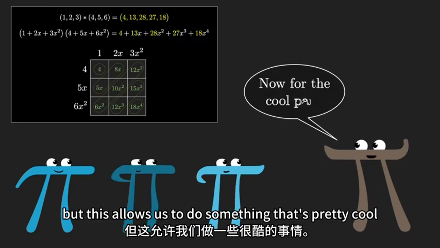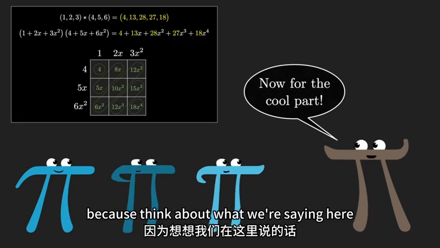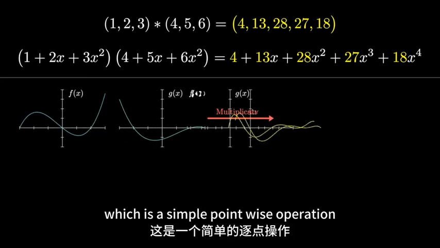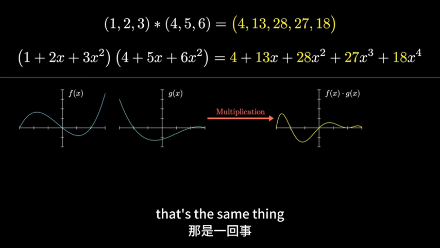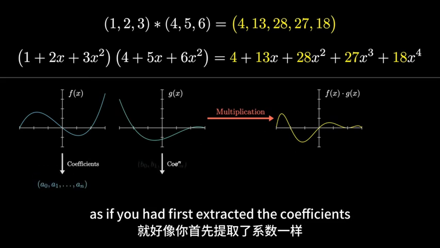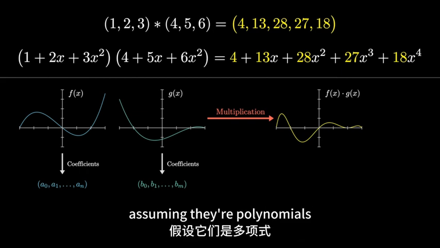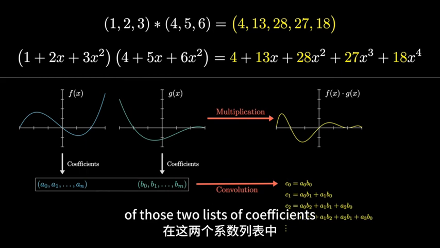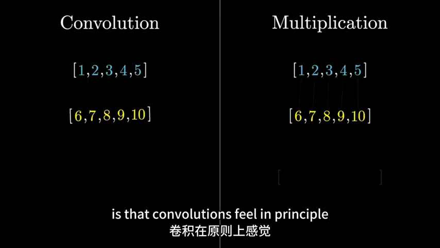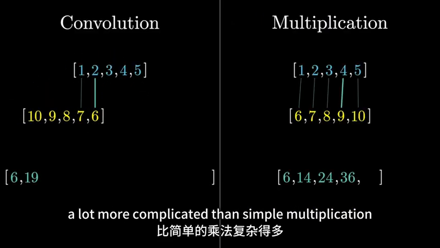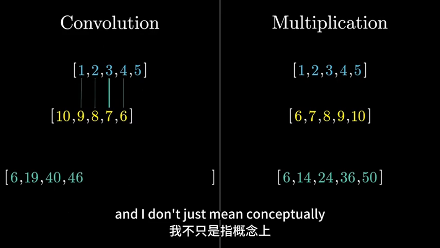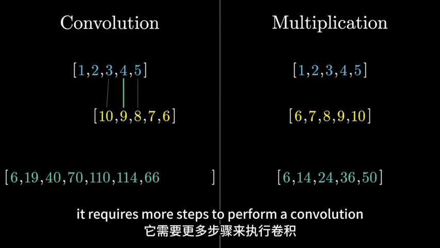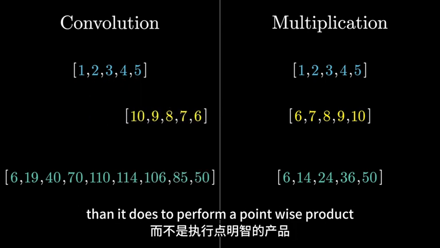But this allows us to do something that's pretty cool. Because think about what we're saying here. We're saying if you take two different functions and you multiply them together, which is a simple pointwise operation, that's the same thing as if you had first extracted the coefficients from each one of those, assuming they're polynomials, and then taken a convolution of those two lists of coefficients. What makes that so interesting is that convolutions feel, in principle, a lot more complicated than simple multiplication. And I don't just mean conceptually they're harder to think about.